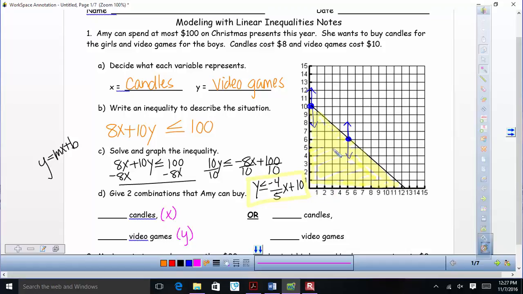Is it within the shaded area? So I can do that, 3 and 5, because it's within the shaded area. What's another combination that we could do that would be within the shaded area?